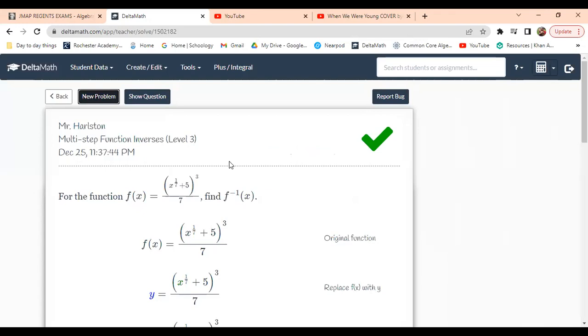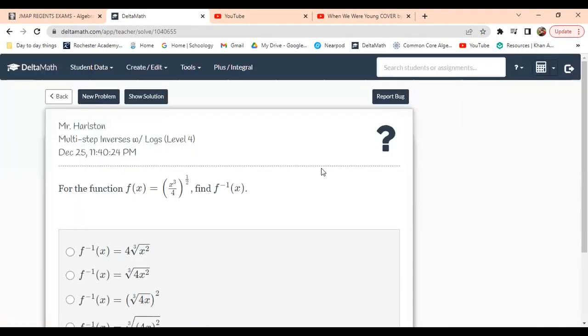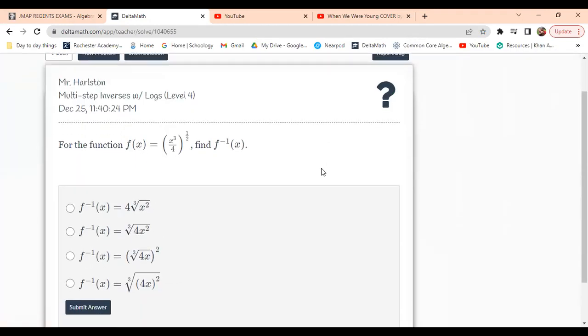And we're done. All right, so let's go and let's look at level 4. Let's see what we got here. All right, so let me clear my iPad and let me write down the new function. F of x equals, it's x to the 3rd power divided by 4. All of that is raised to the 1/2 power.